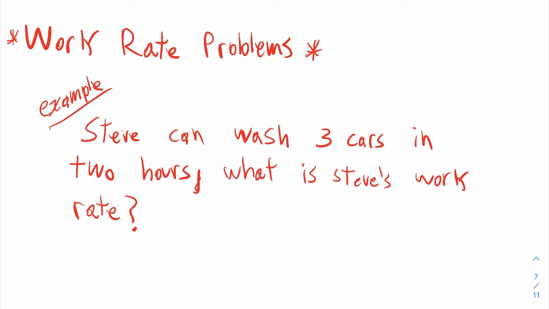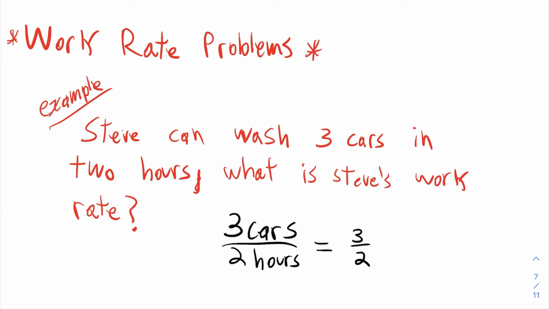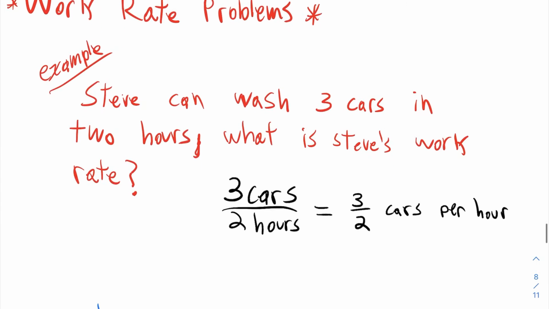So for instance, Steve can wash 3 cars in 2 hours. What is Steve's work rate? Well, Steve's work rate is 3 cars to 2 hours. And if you write that as a regular work rate in terms of the units, that's 1.5 or 3/2 cars per hour. It looks like it says Bauer, it should say hour. So Steve can wash 1.5 cars per hour. All right, here's another one.